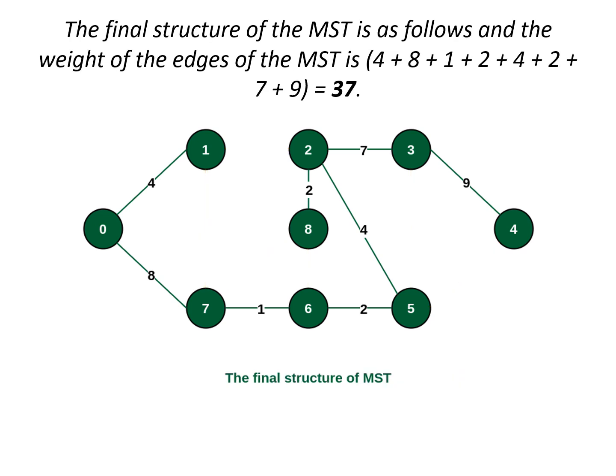Final structure of the minimum spanning tree is as follows, and the weights of the edges in the minimum spanning tree are 4, 8, 1, 2, 4, 2, 7, 9, which equals 37. 0 to 1 has a weight of 4, 0 to 7 has a weight of 8, 7 to 6 has a weight of 1, 6 to 5 has a weight of 2, 5 to 2 has a weight of 4, 2,8 has a weight of 2, 2,3 has a weight of 7, 3,4 has a weight of 9. There is no cycle formed.